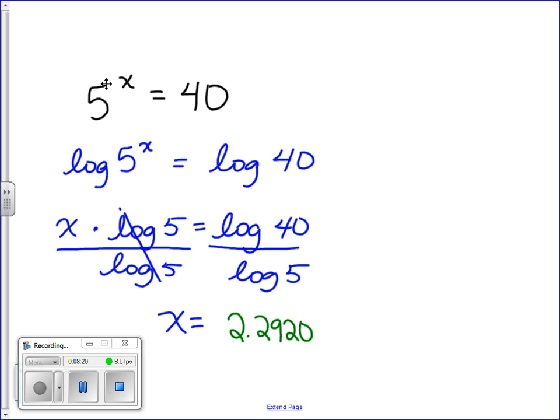Did everybody get this in a calculator? Alright, I'm going to show you. Alright, so it's the log button right there. Log 40 divided by log 5. Oh yeah, that takes like a year. Yeah. Everybody get it?